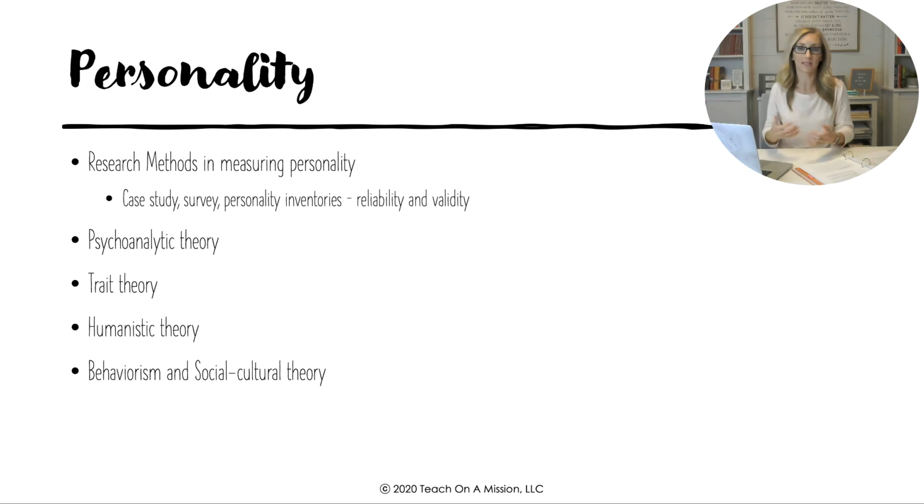And then humanistic saying that we need things like unconditional positive regard, and we can't have things like conditions of worth. Can't have those in order for us to reach self-actualization.